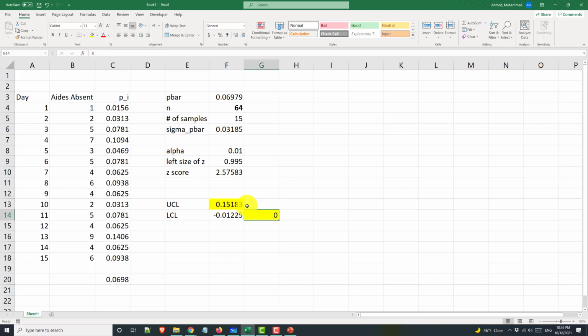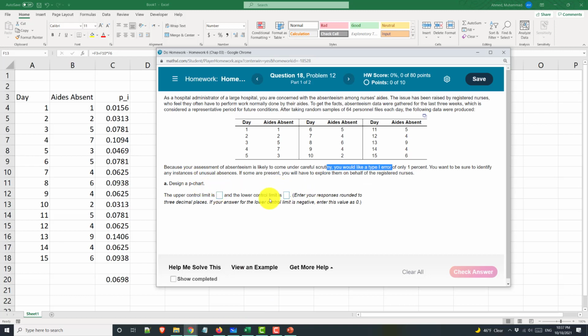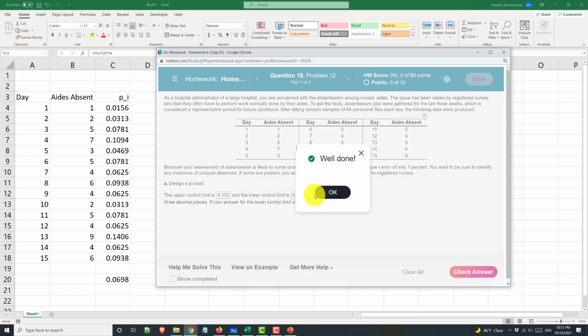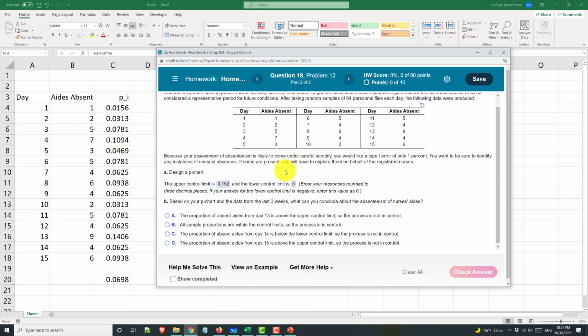So we can test it out, 0.15183. I think it tells us to round the answer to 3 decimal places. In Excel, you can round easily using these buttons, which move you right or left. So you move it here to 3 decimal places. It's 0.152. And it tells you if you get a negative limit, it's going to be 0. So 0.152 and 0, and that was correct.